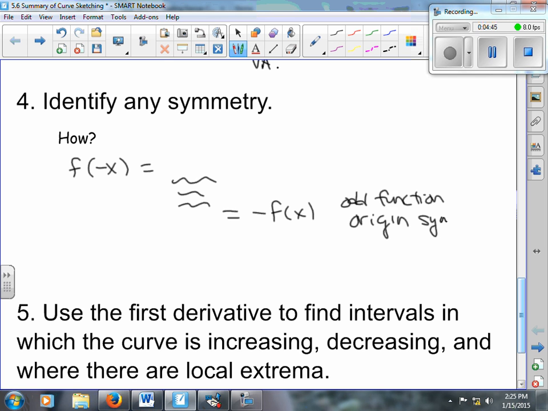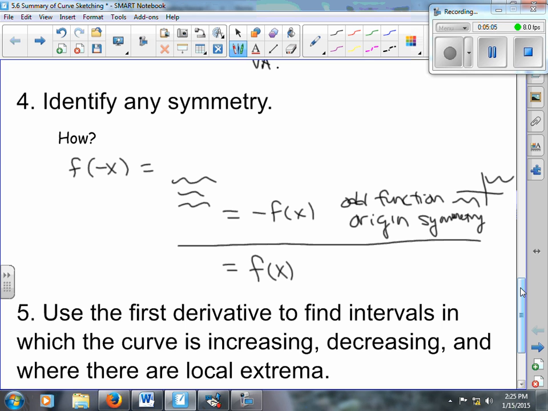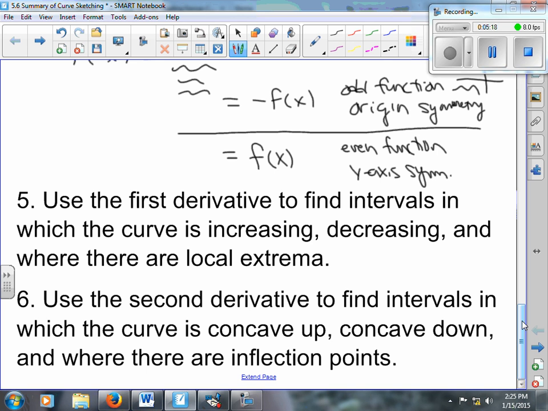Origin symmetry means that whatever happens in the first quadrant happens in reverse in the third quadrant, and vice versa for 2 and 4. Alternatively, if you plug in negative x and you get the same thing that you started with, then this is an even function, and even functions have y-axis symmetry. So you just fold along the y-axis. This will help you later on when you're doing the fifth and sixth things.